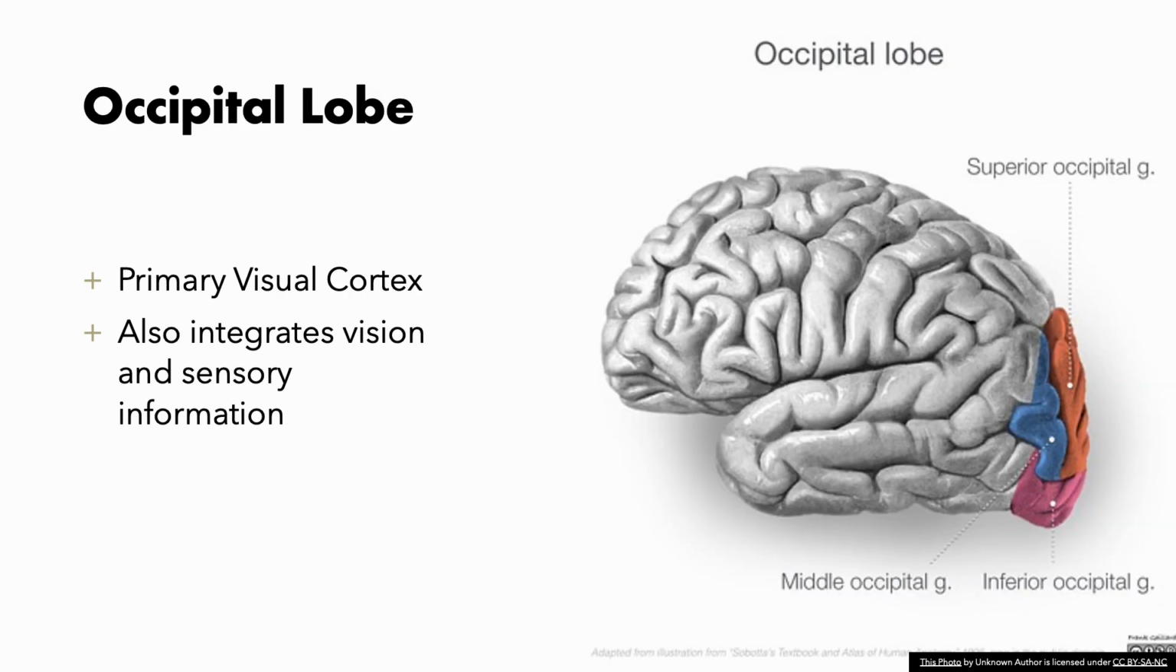The occipital lobe is the primary visual cortex. Integration area innervates vision with other sensory information. Problems in the occipital lobe can lead to visual field defects, blindness, and visual hallucinations.